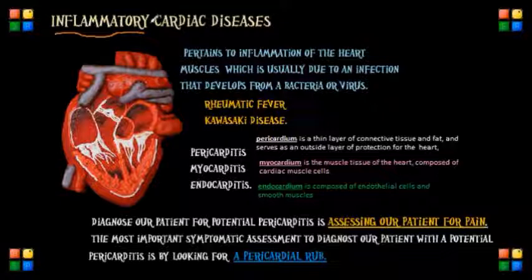It basically pertains to the inflammation of the heart muscle, which is usually due to an infection that develops from either a bacteria or a virus.